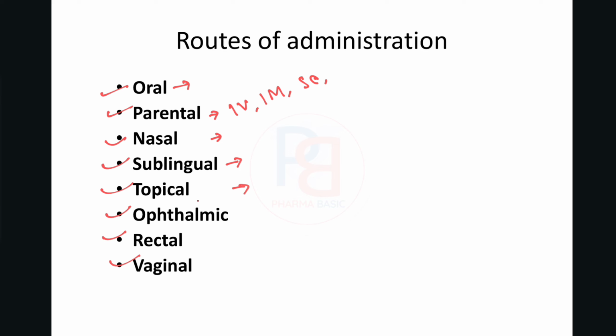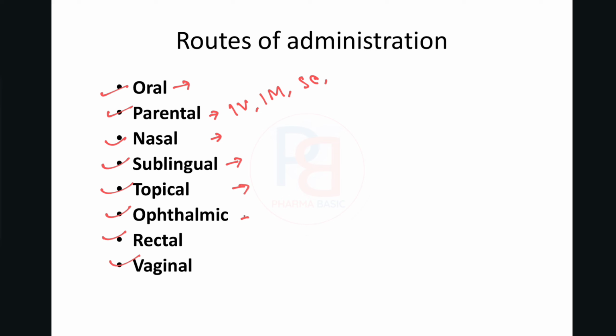Then coming to the topical dosage form. In this topical dosage form, these drugs are applied outside of the body, mostly on the skin. Those are called topical dosage form. These are examples of topical dosage form: ointments, creams, lotions, paste, gel. These are the topical dosage form.